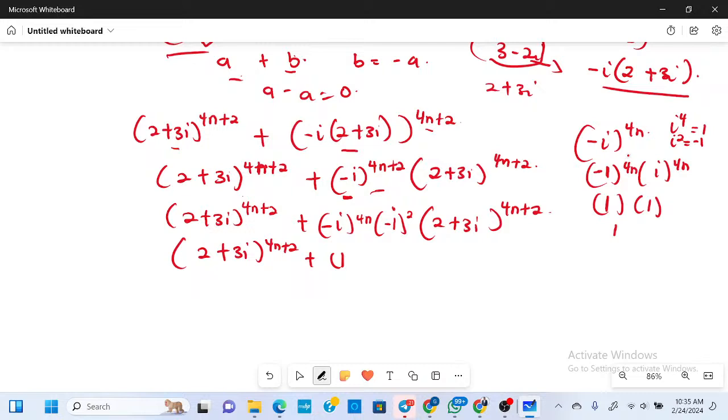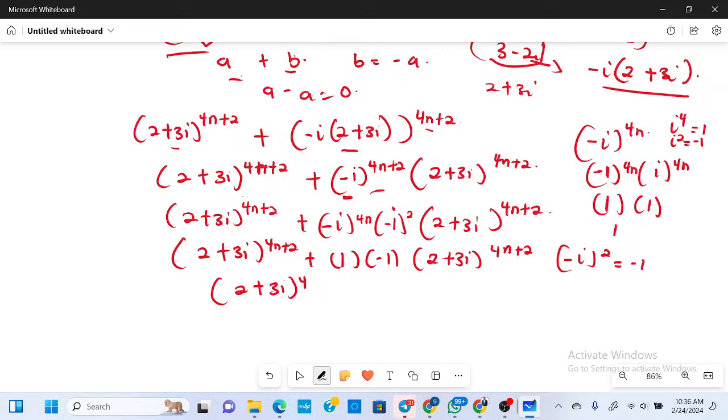Now what is (-i) to the power 2? If you have (-i) to the power 2, you realize that the negative here will turn positive, but i squared itself is going to give us negative 1. So this place turns negative 1, multiplying (2 + 3i) to the power 4n + 2. So you have (2 + 3i) to the power 4n + 2. 1 by negative 1 is minus the expression (2 + 3i) to the power 4n + 2.